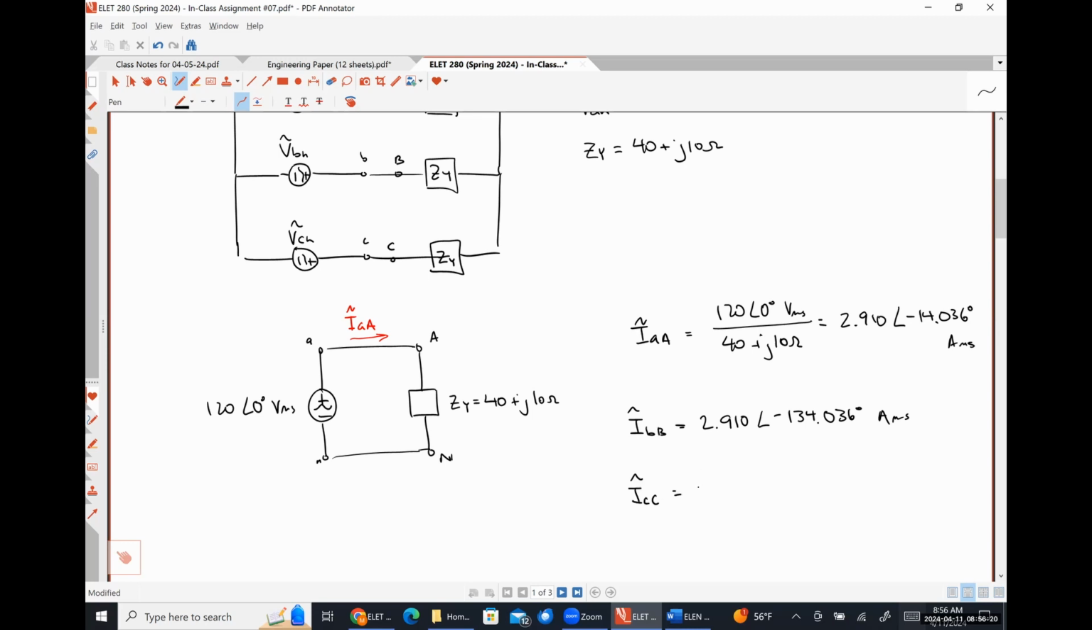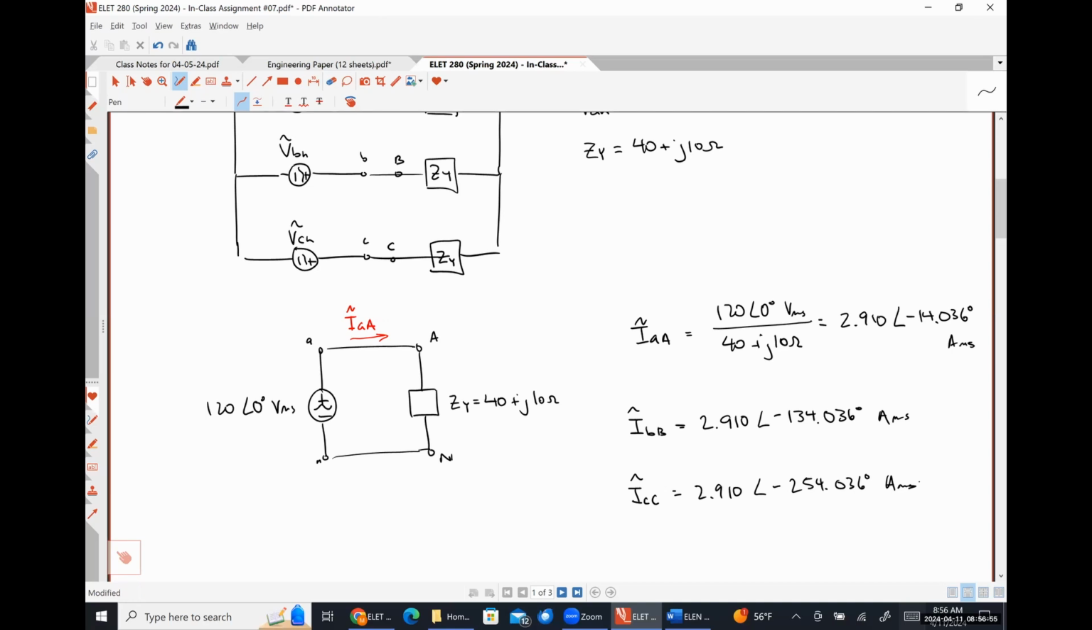ICC is going to be the same thing, 2.910, and now we're going to subtract 120 degrees from what we had on the B phase, which would be negative 254.036 degrees amps RMS. One problem down, 2 to go. Was this difficult? I hope the answer is no.